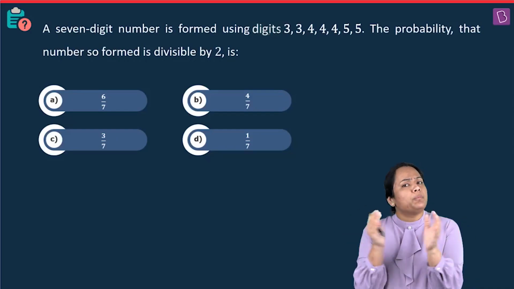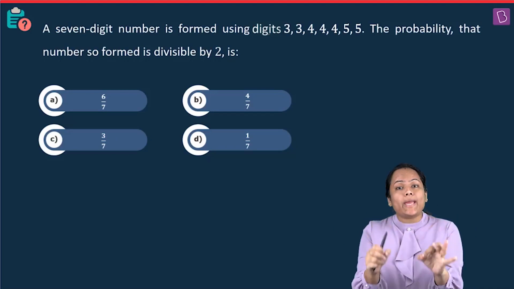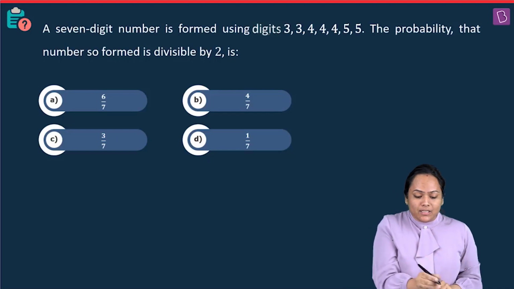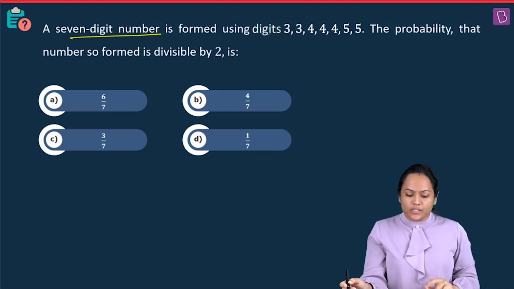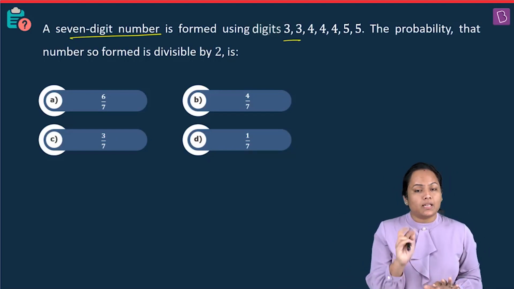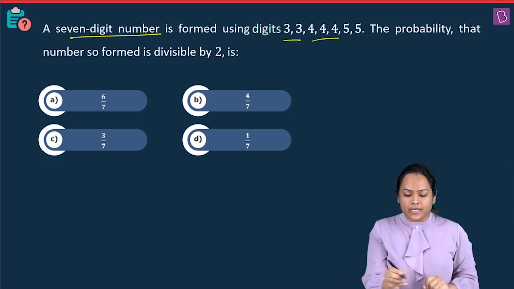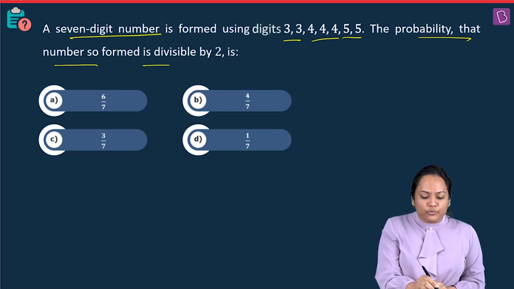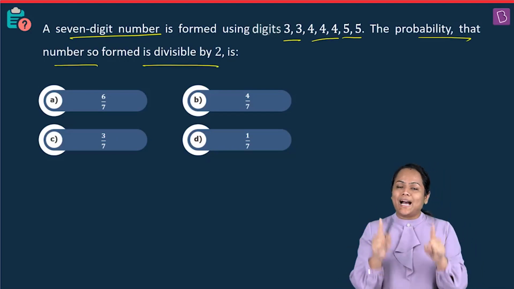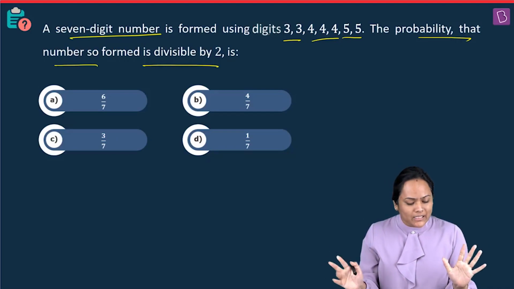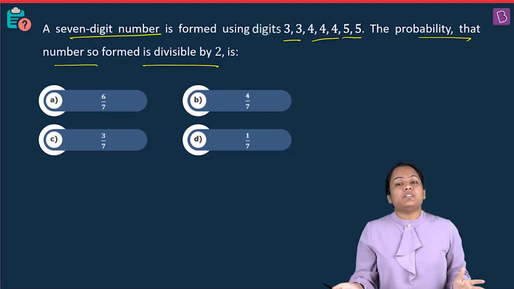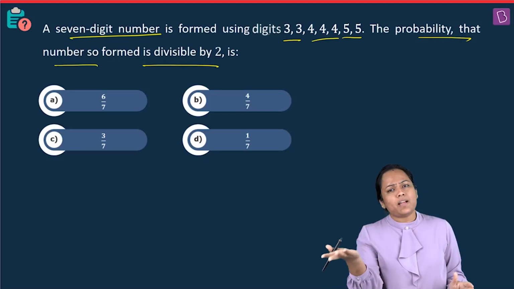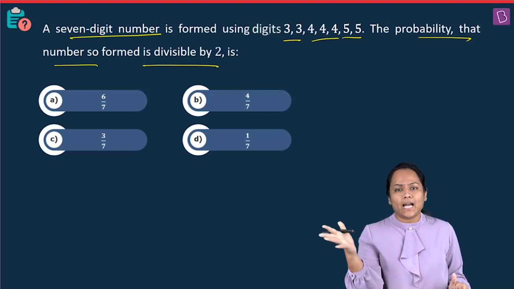Well, next question is from probability. Again, a very easy question. Let's quickly read what the question is saying. A 7-digit number is formed using the digits 3 occurring 2 times, 4 occurring 3 times, 5 occurring 2 times. The probability that the number so formed is divisible by 2, that means it is an even number, right? So, if my number is divisible by 2 or it's an even number, the unit place should have even numbers 2, 4, 6, 8 and 0.